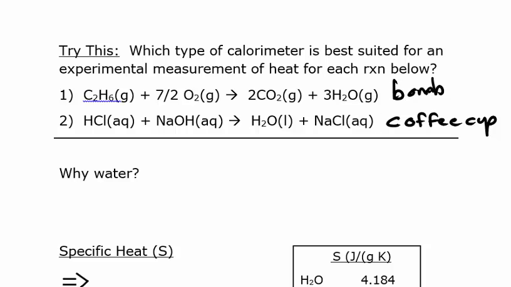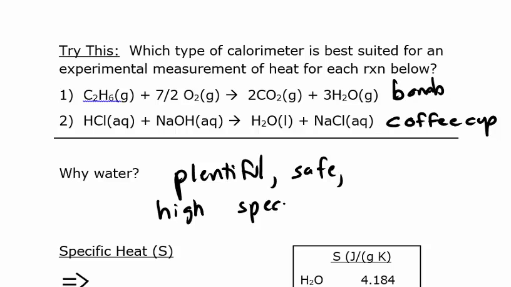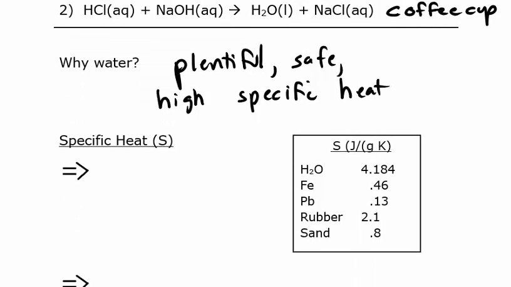Before we deal with actual reactions in calorimeters, we're going to look at more simple systems, such as hot rocks or cold rocks or hot pieces of metal, things like that. But why water? Why do we use water in a calorimeter? Because we always use water. And of course there's a couple of sort of obvious reasons. One is that it's very plentiful and cheap and safe. But another reason that we use it is because it has a very high specific heat. So we're going to talk about what that means next.